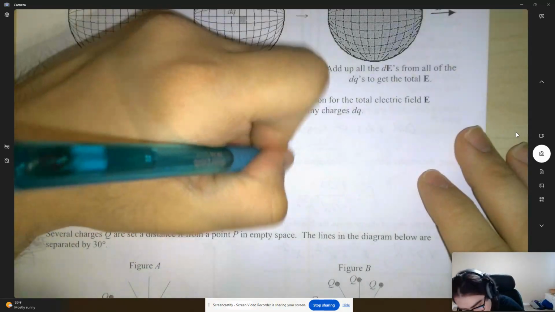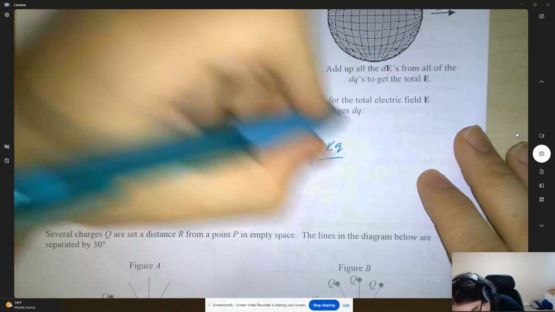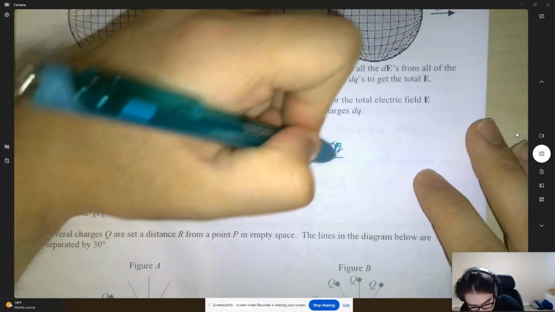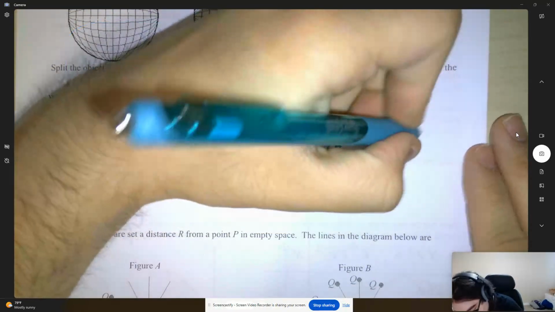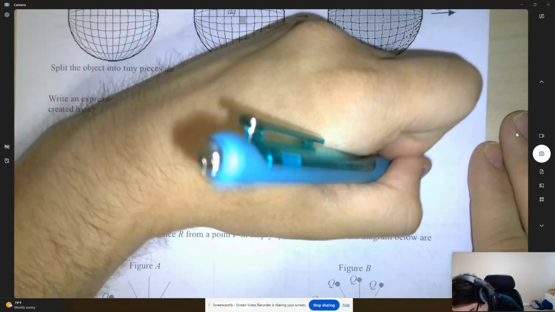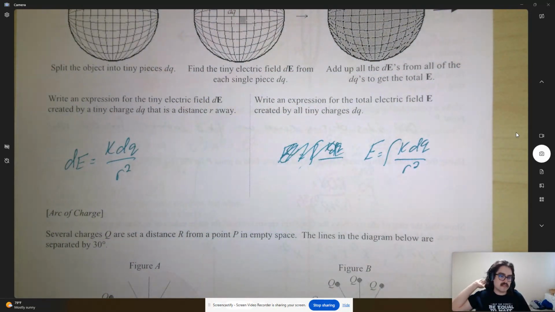So that's just going to be E equals the integral of k dq over r squared. Let me rewrite this because I already wrote it so badly. E equals integral k dq over r squared. Now we're actually introducing calculus into E&M by integrating to get the total electric field produced by a continuous charge distribution.